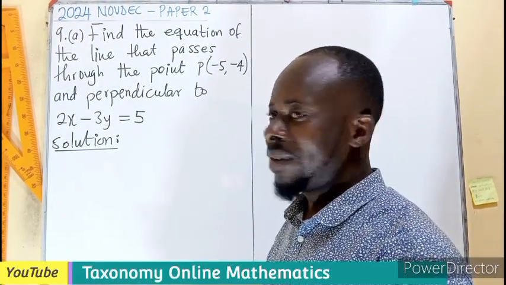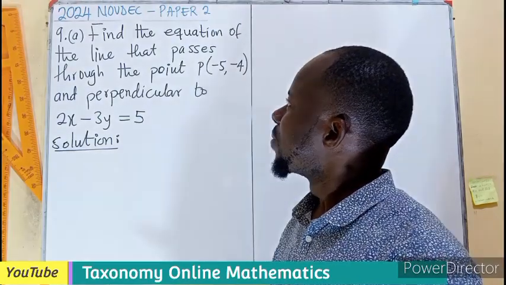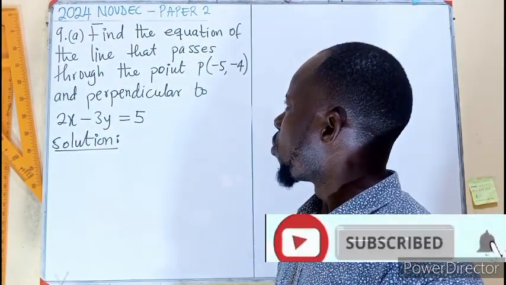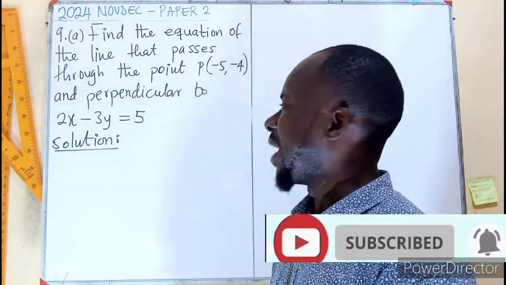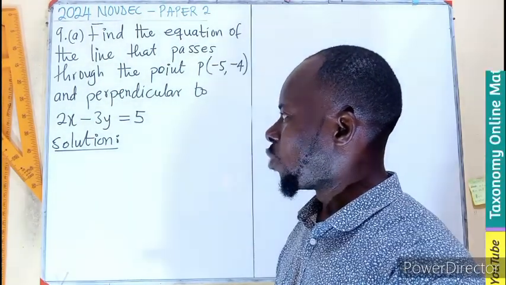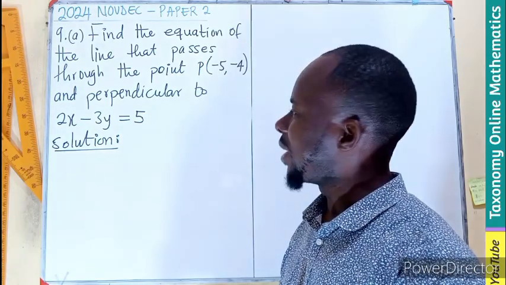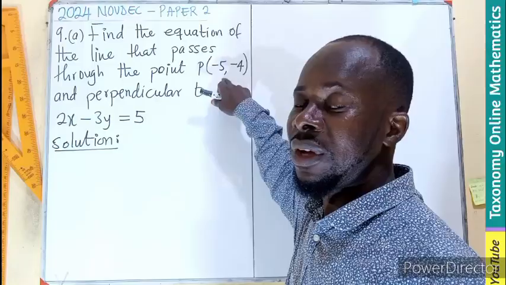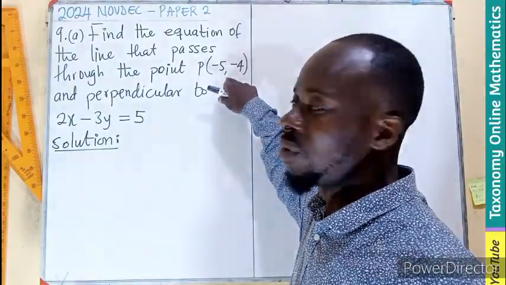Question 9a, NOV-DEC 2024. We are to find the equation of the line that passes through the point P(-5, -4) and is perpendicular to the line 2x minus 3y equals 5. So let's concentrate on this. We are finding the equation of the line which passes through this point.